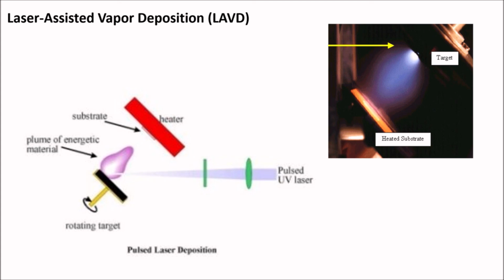Alternatively, the ablated material can be mixed with a reactive gas to make the appropriate material, then carried by an inert gas through a nozzle into a vacuum chamber to produce a molecular beam, and then deposited on a substrate whose temperature is controlled. And this method is also called laser assisted molecular beam deposition.